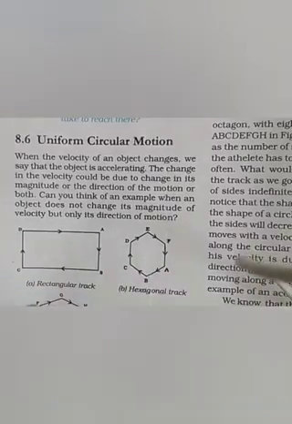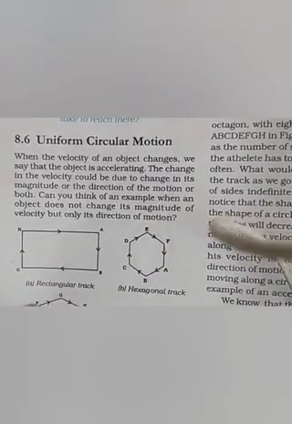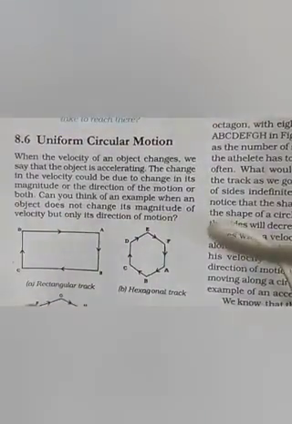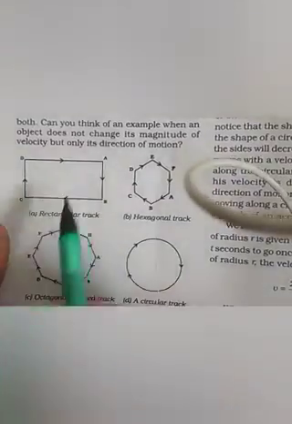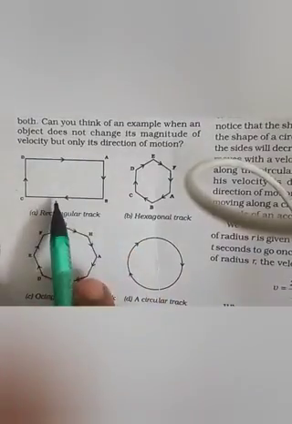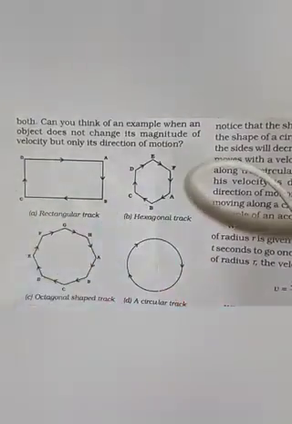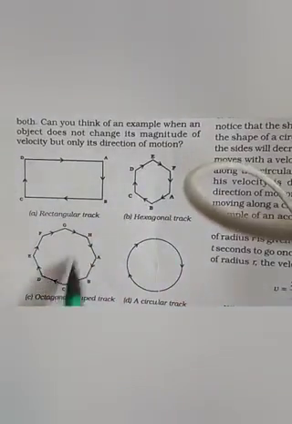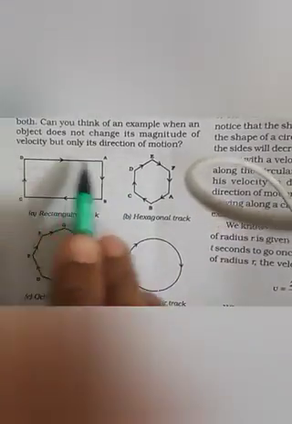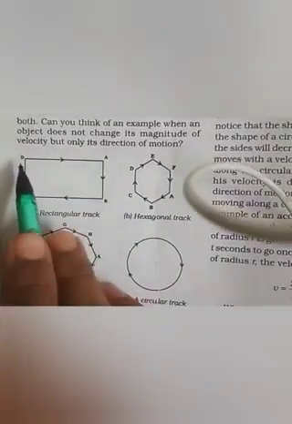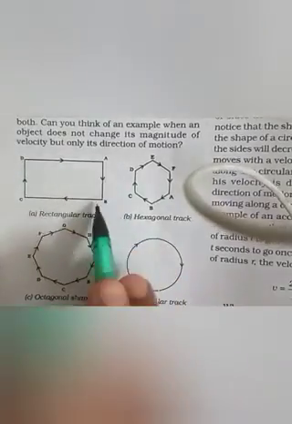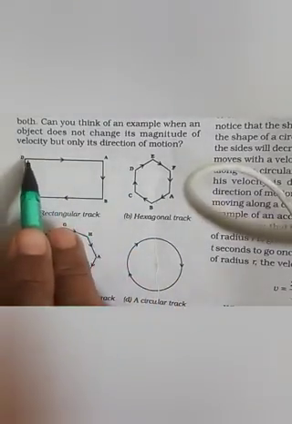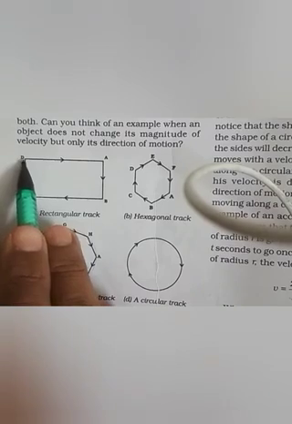Now let's learn about uniform circular motion. Now you see all these shapes. This is the shape of a rectangle. This is a hexagonal shape. This is octagonal. You assume this is a running track. So the runner will start from point D. He will run along this track and complete one lap at point D.